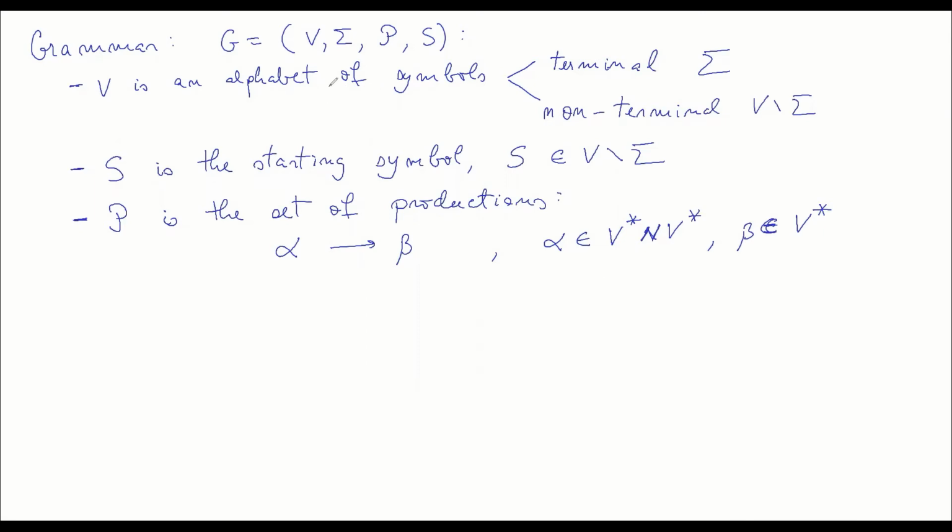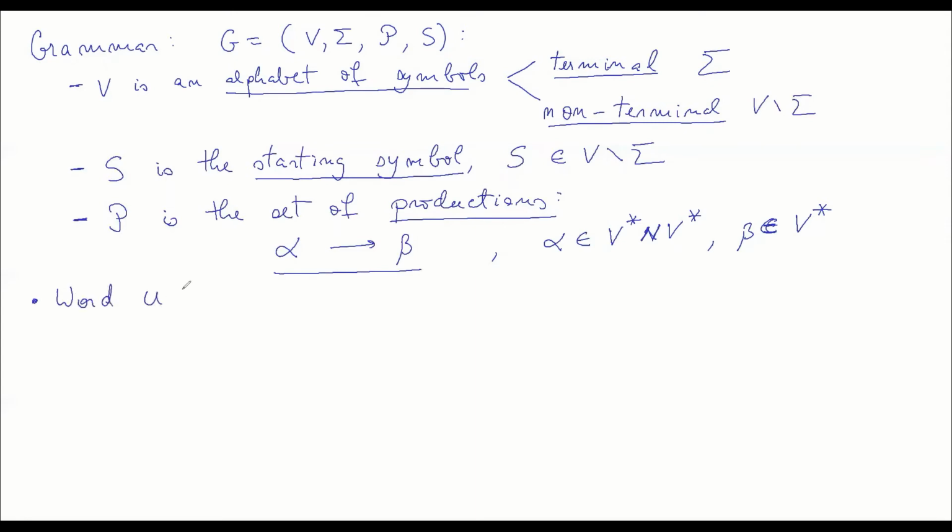So there you have it. V is the alphabet of symbols, and there are two types, terminals and non-terminals, and you have a starting symbol, and you have productions, and productions are of this type. Alpha goes into beta. And we have the notion of a derivation.